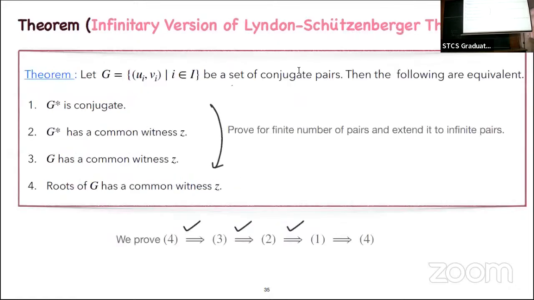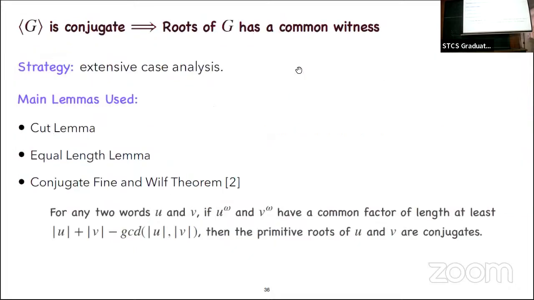2, 3, 4 is the same statement, which is a common weakness. Yes, it's trivial. So how do you do this? That if G star is conjugate, then rules of G star. The idea is that there is no intelligence involved. You start with a finite set, and then you say that if I have finitely many pairs, and every pair generated by this is conjugate, then they have to have a common weakness.